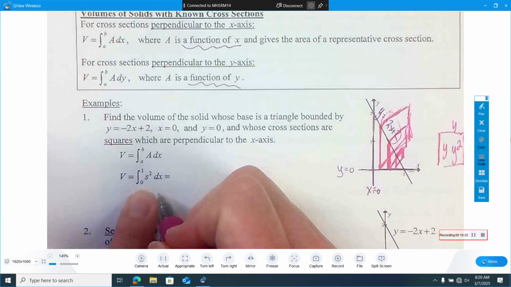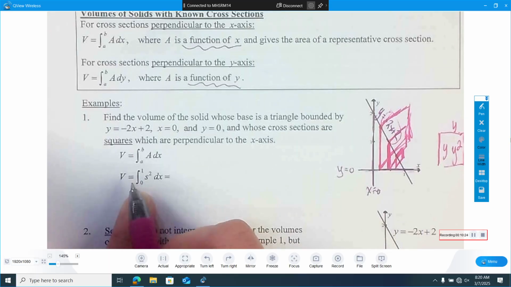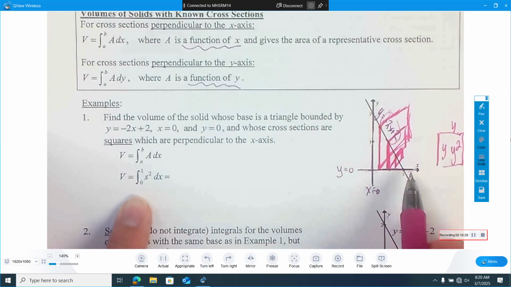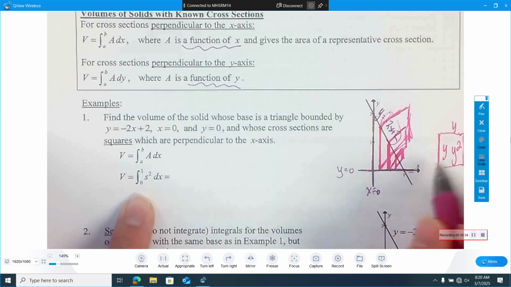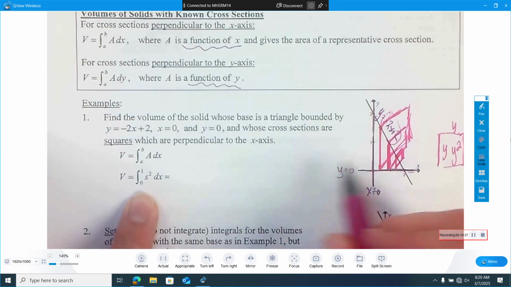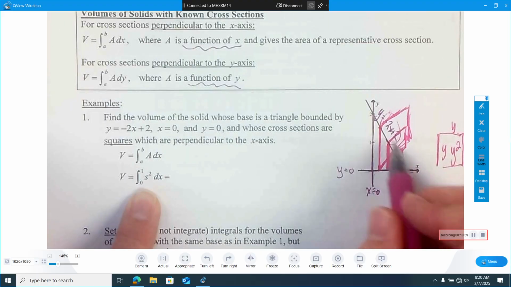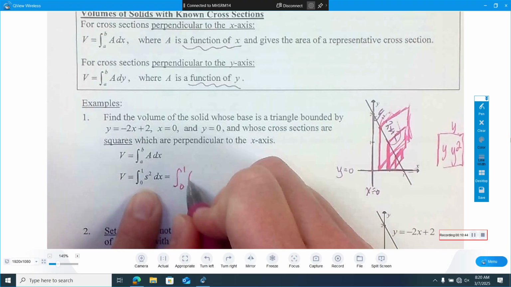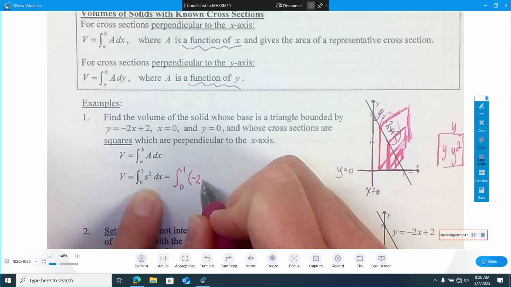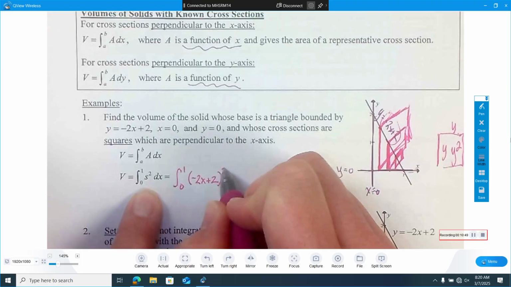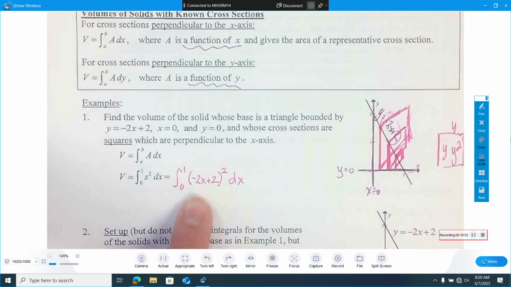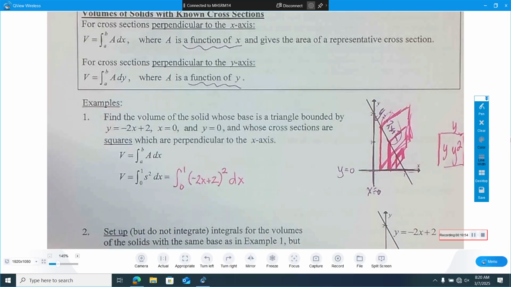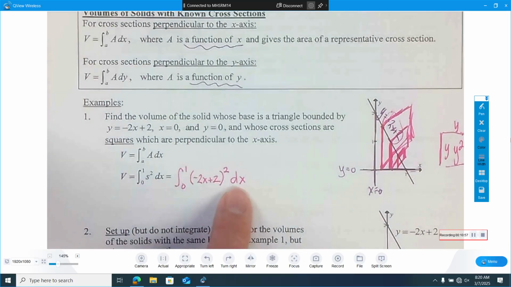So to get the volume, we are integrating between 0 and 1 on the x-axis, and the area of our shape is just y squared, or in this case s squared, but our y is our function. So we're integrating from 0 to 1, and our y function is negative 2x plus 2, and we want to square that. So there's our area, and then we're multiplying it by the little thickness there.